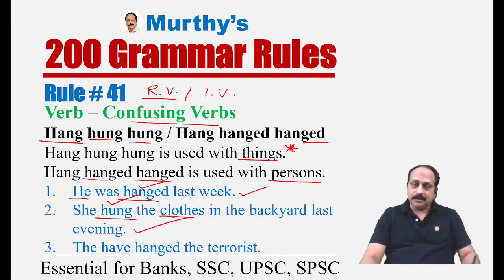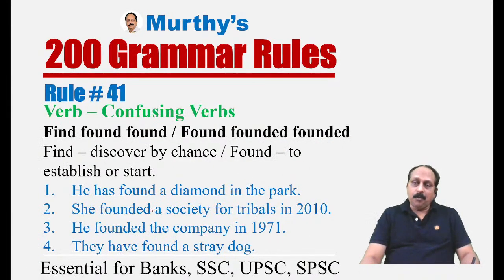This is also correct. They have hanged a terrorist. Is this right or wrong? This is also correct. What is the reason? Hang, hanged, hanged. Why should we use the regular form? It refers to a terrorist, a person. So this is also correct. Rule number 41, as I said, today is all about rule number 41.